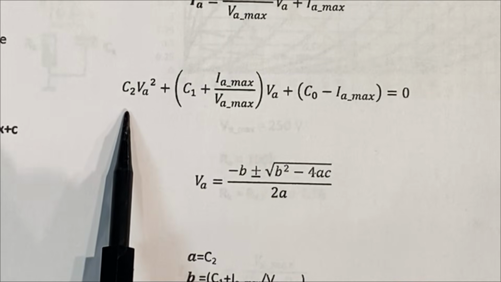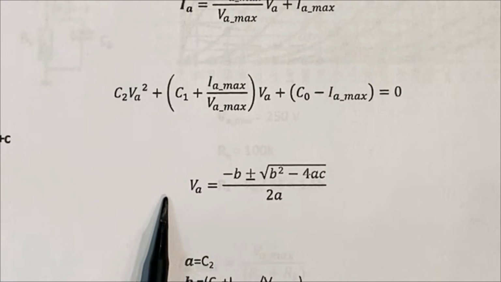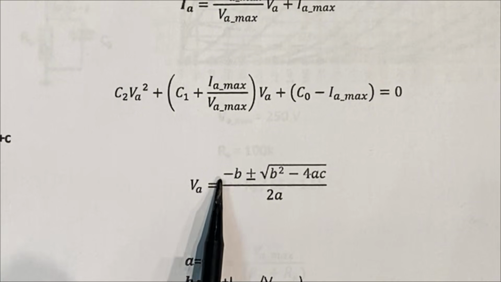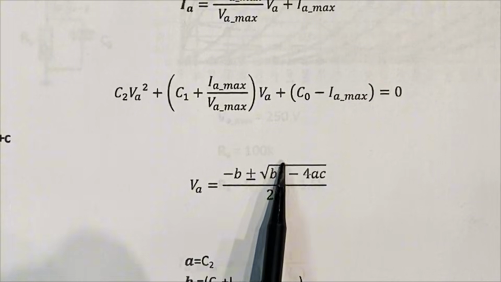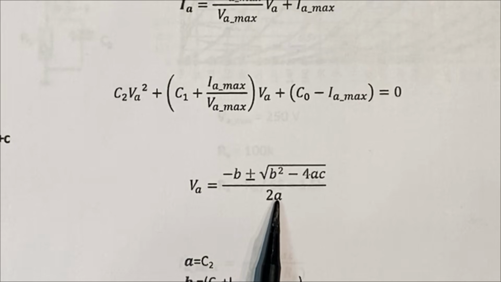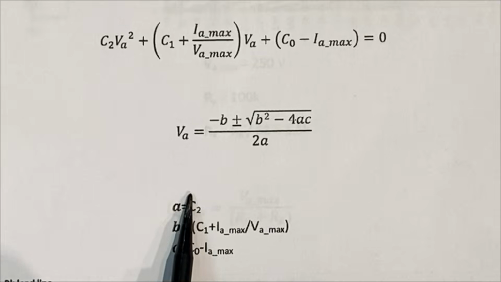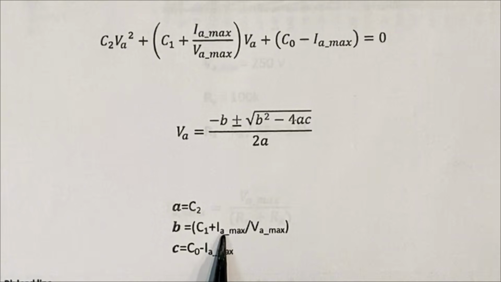Well, now we've got a quadratic equation, and we can use the general solution for a quadratic equation where x is equal to negative b plus or minus root of the quantity b squared minus 4ac, all divided by 2a. And a in this case is going to be our constant C2. B is going to be constant C1 plus the maximum current divided by the maximum voltage from the load line. And C is going to be our constant C0 minus the maximum current from the load line.